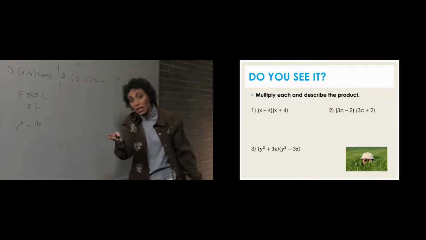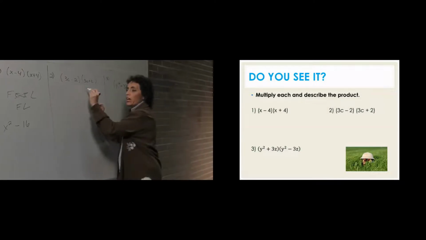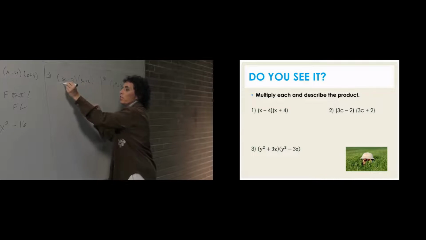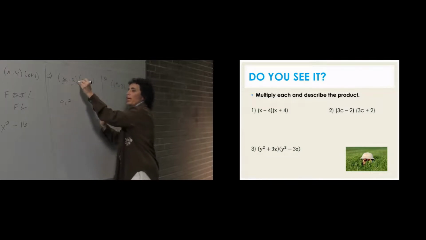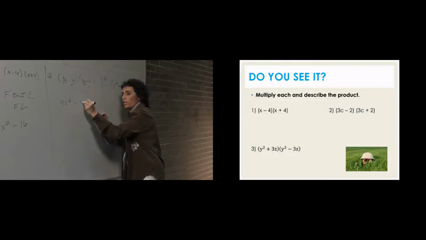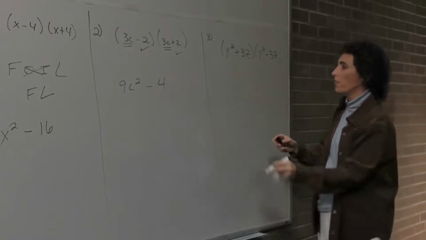But you have to know they're conjugates. If you're not sure, you better distribute all the way. Same thing here. We have conjugates, so we're going to multiply the first and last. 3c times 3c is 9c squared. Negative 2 times positive 2 is negative 4. Done. Oh, could they all be this good?